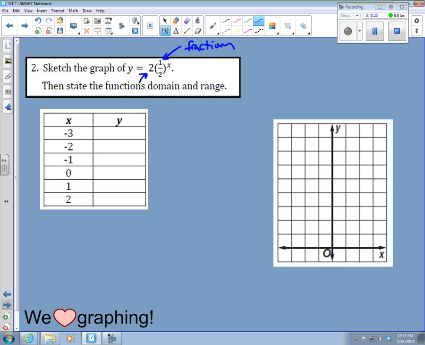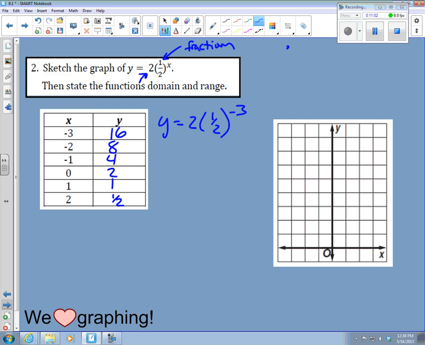So plugging some numbers in here, I'm going to get y equals 2 times 1/2 to the -3 power. Best way to do this one is probably plug it into your calculator. It'll figure it out for you. In this case, we are going to get 16. Plugging in -2, 8, 4, 2, 1, and 1/2 are all the numbers we would get for x over here. So -3, 16, way off the chart up here somewhere.